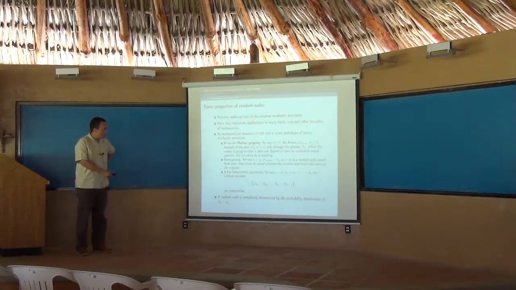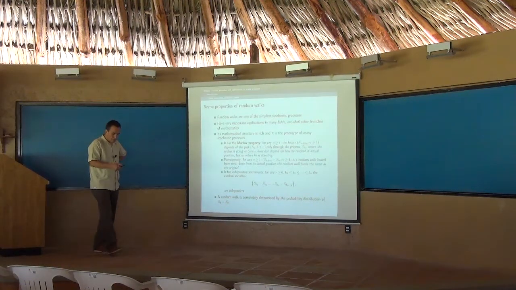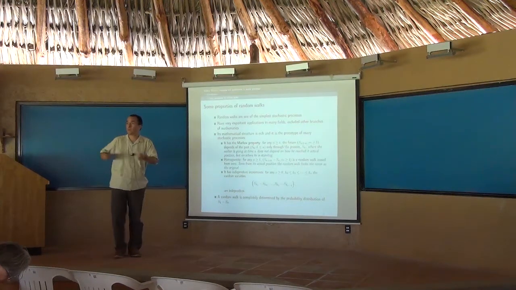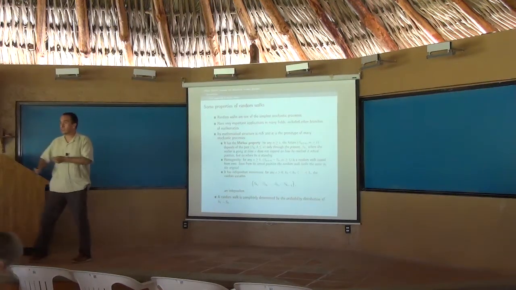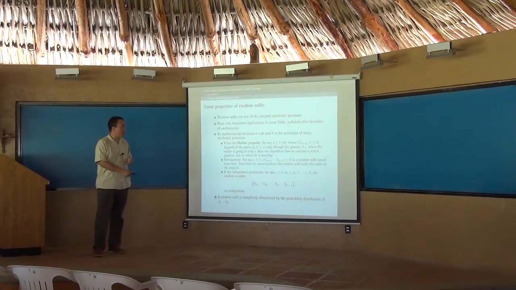And there's also the homogeneity property. That means that if I just look at where I'm going from this position, it's just as if I'm seeing the random walk from any other point, as long as this is not the barrier. That is the homogeneity property.